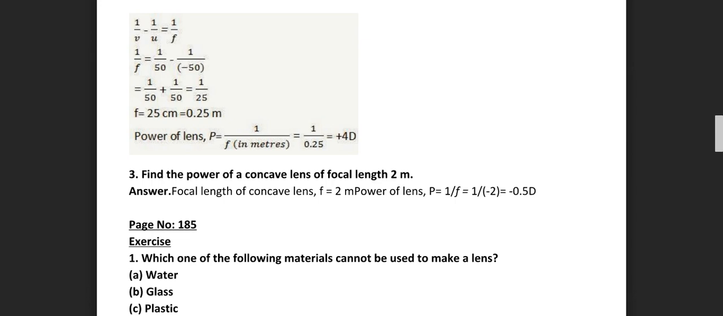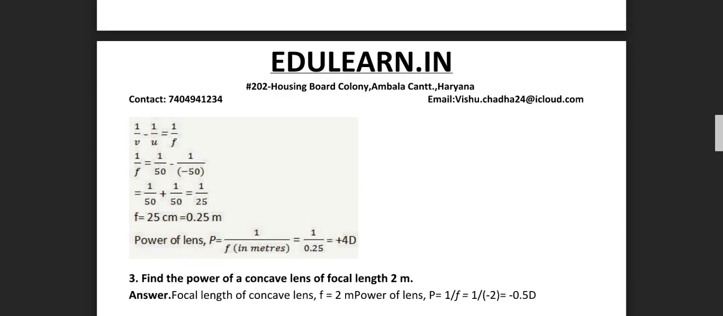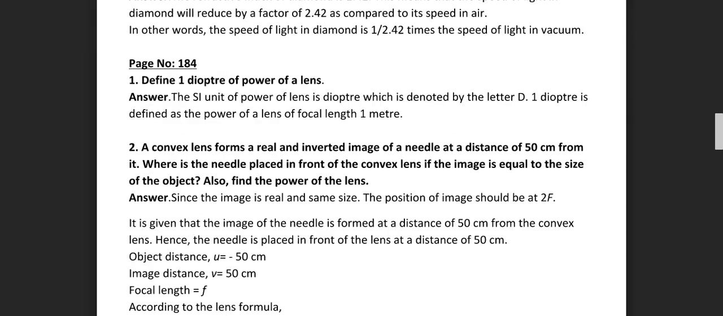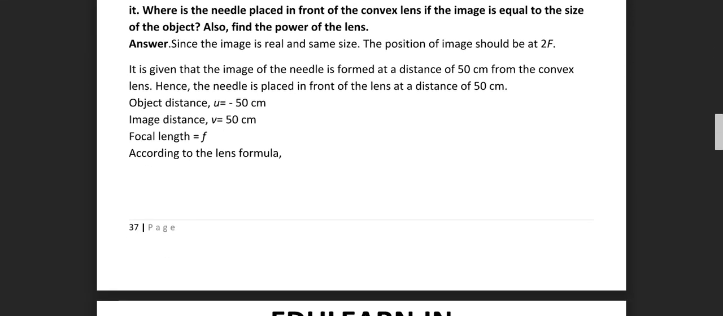u is always minus. So in this case, 1/v minus 1/u is equal to 1/f. If we solve this, we will get f is equal to 0.25, and after putting it in the formula P is equal to 1/f, we will get the final answer, that is plus 4 diopter. The plus sign indicates that it is a convex lens, right. I have already told you in the notes.